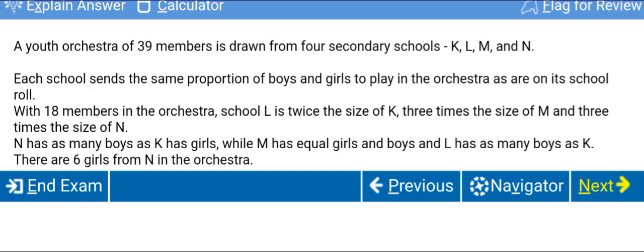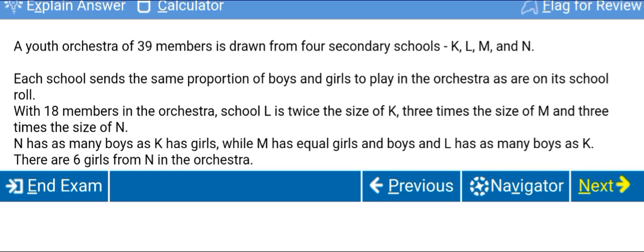A youth orchestra of 39 members is drawn from 4 secondary schools: K, L, M, and N. Each school sends the same proportion of boys and girls to play in the orchestra as are in its school roll.